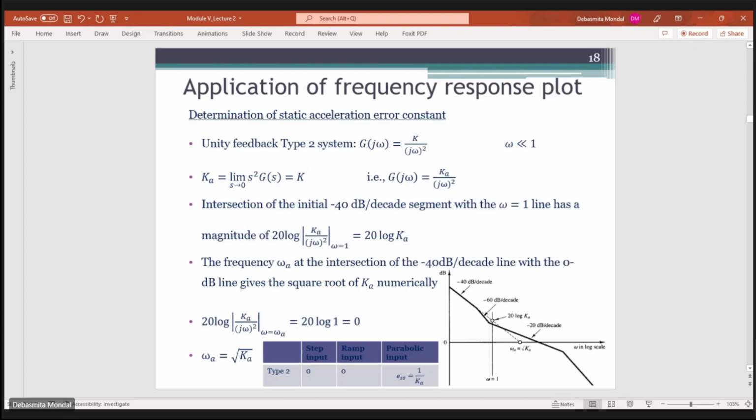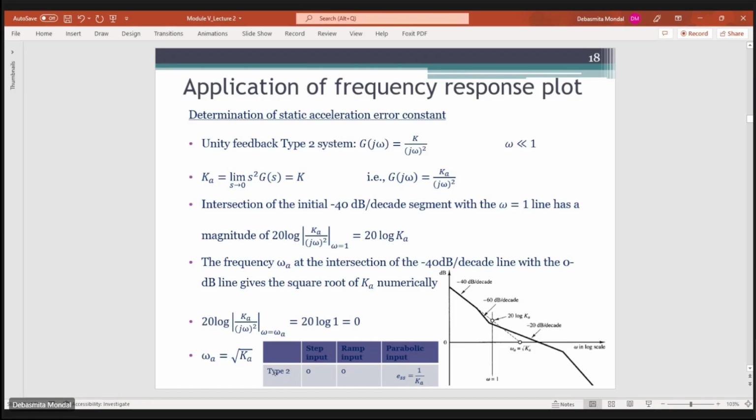Similarly, if you have a type 2 system, you will have two poles at the origin. So the function will be k by (j omega) whole square. If you write the value of Ka, Ka will be s square into G(s), which is nothing but equal to K. So we can rewrite G(j omega) as Ka by (j omega) whole square.